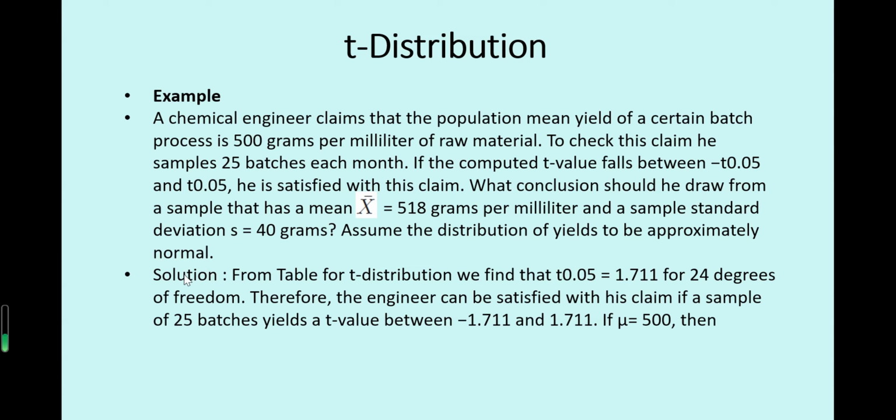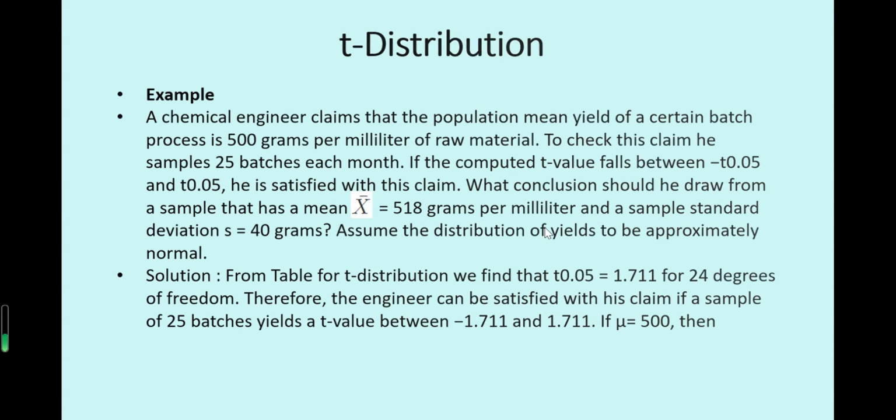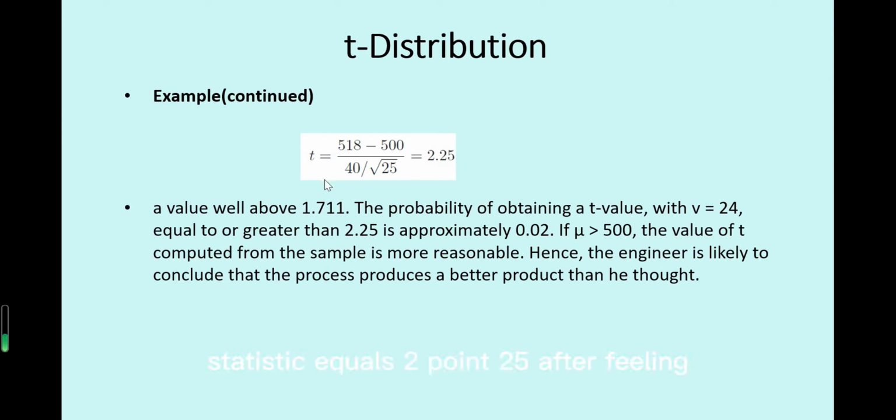Here we can say, because we assume the population is approximately normal and the sample size is 25, less than 30, this is a small sample size with unknown variance from the population. So this conforms to the t-distribution case. We find t0.05 is about 1.711 for 24 degrees of freedom in the t-distribution table. Therefore, the engineer can be satisfied with his claim if the sample of 25 batches yields a t-value between minus 1.711 and positive 1.711. So if the mean equals 500, then we calculate this t-statistic equals 2.25 after filling in all values in this formula.